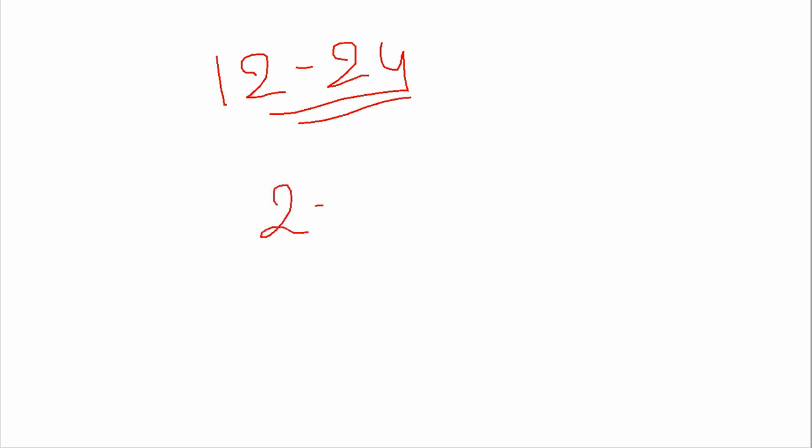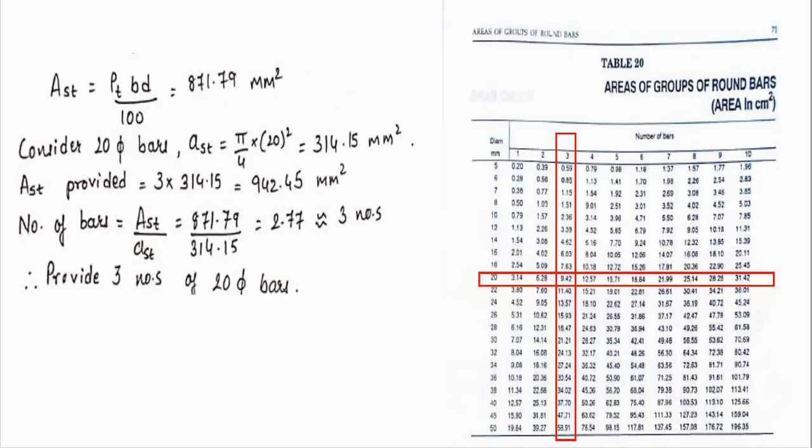Again repeating, the bar diameter should be between 12 to 24 mm, and the number of bars should be between 2 to 6. For the GATE examination also you have to keep this in mind. So now, selecting these values, here we are getting the value 871, that is 8.71.